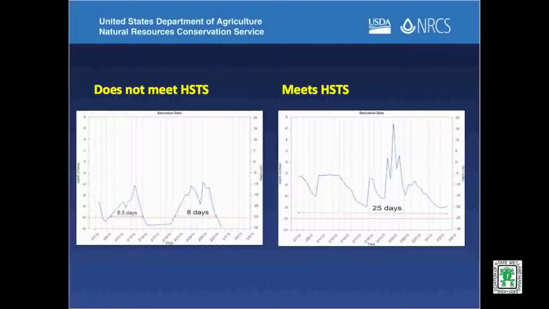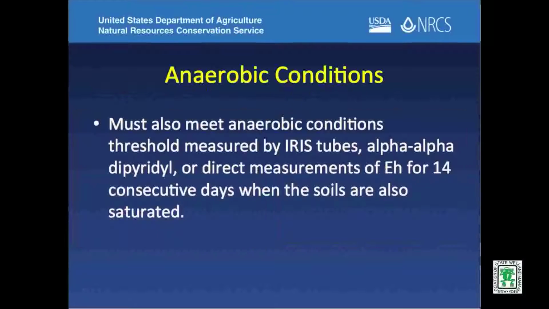This example, once again, is from that Michigan site, and this is showing that the site that meets the hydric soil technical standard has soil saturation above 10 inches or 25 centimeters for 25 days, and the one that does not meet the hydric soil technical standard is saturated above 10 inches or 25 centimeters, but it does not stay saturated for at least 14 consecutive days. You do need to meet both the anaerobic conditions and the soil saturation to meet the hydric soil technical standard. So you can't just meet one, you have to meet both.